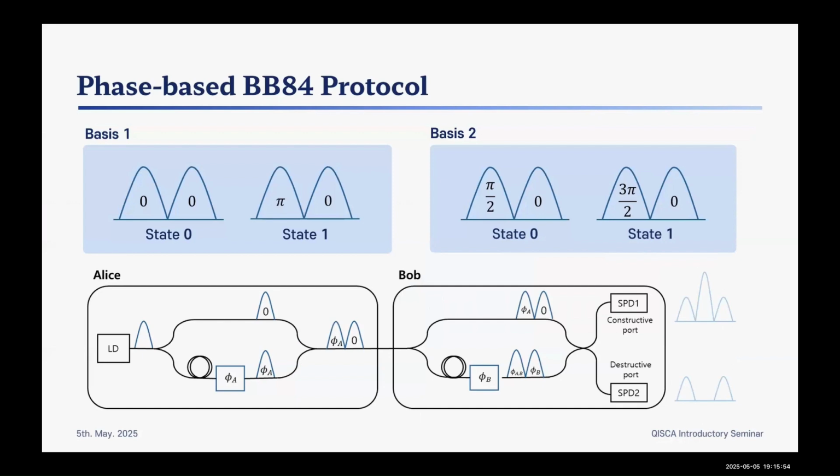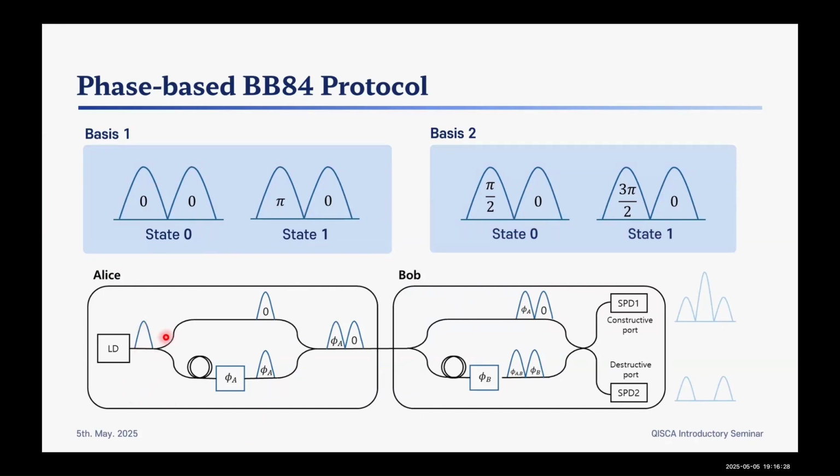Just like polarization-based BB84 protocol, the phase-based BB84 also defines two bases. In the first basis, state 0 corresponds to 0, 0 phase, while state 1 corresponds to pi, 0 phase. In the second basis, state 0 is pi over 2, 0, and state 1 is 3 pi over 2, and 0. Here we encode information by modulating the delayed pulse, which is separated using a beam splitter.